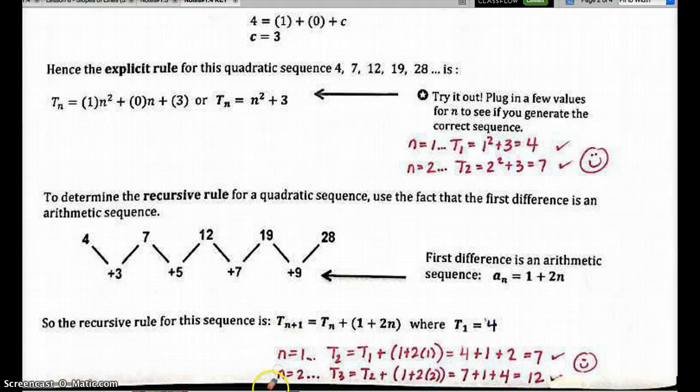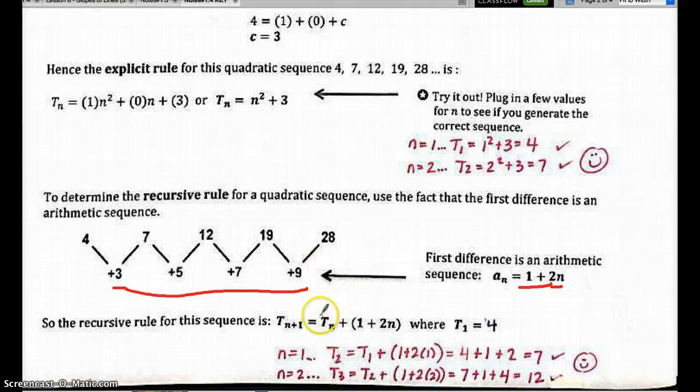Look at your first difference here. Your first difference is linear, so we're going to use this linear relationship to find our recursive rule. Remember, we also have to define the first term. So our first term is equal to 4. Let's make an explicit rule for this first difference. We have a common difference of 2 between the 3 and the 5. That's how we got our 2n right here. If you plug in a 1, we're going to have 2. So what do we have to do to 2 to get to 3? We have to add 1 to it. So here is my explicit rule for this first difference.